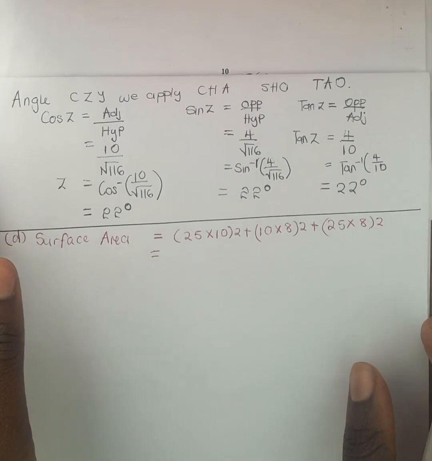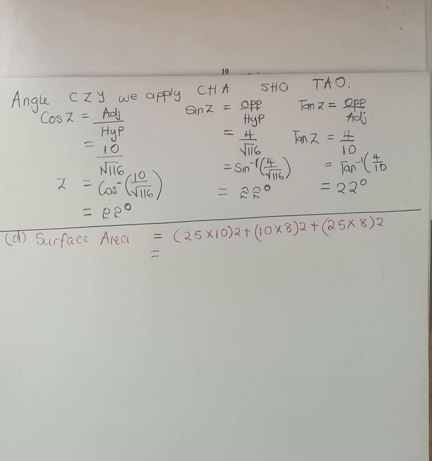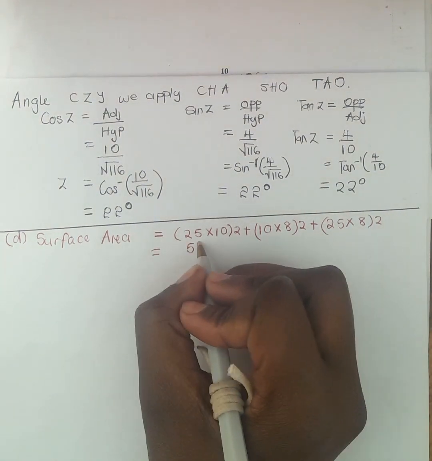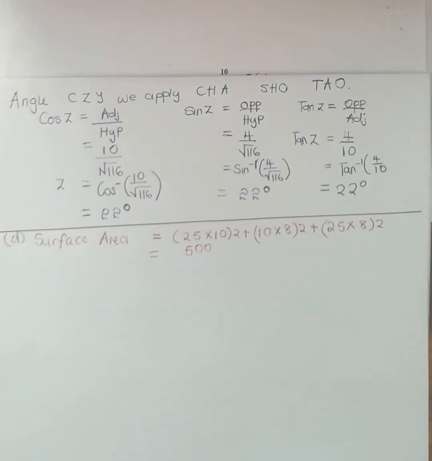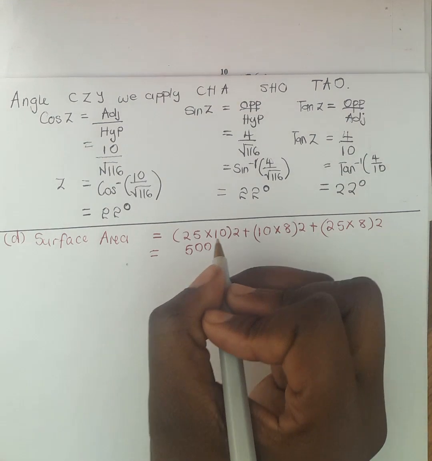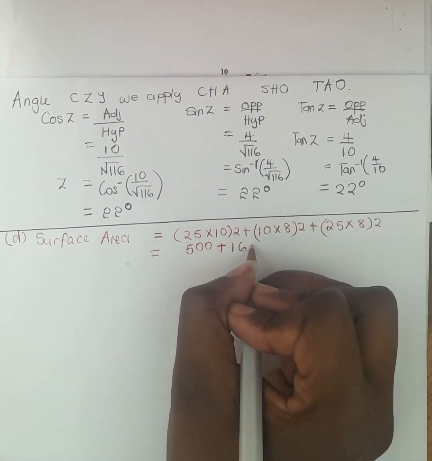So 25 times 10 is 250. 250 times 2, we get 500. And then we say 10 times 8, we get 80. And we say 80 times 2, we get 160.